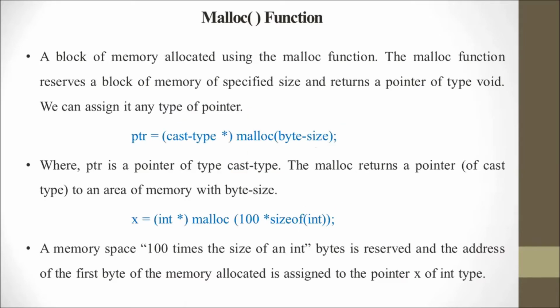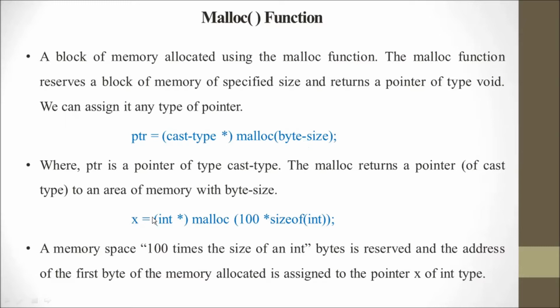Malloc function. A block of memory is allocated using the malloc function. The malloc function reserves a block of memory of specified size and returns a pointer of type void. We can assign it to any type of pointer. So this is the syntax: pointer = (cast type *) malloc(byte size), where pointer is a pointer of cast type. The malloc function returns a pointer of cast type to an area of memory with the given byte size, meaning how many bytes to store.